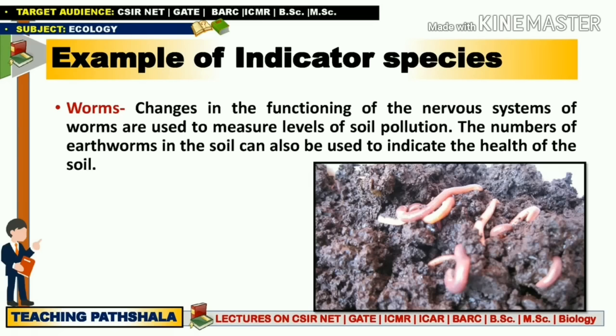On a laboratory basis, if you analyze the nervous system of worms, and there are changes in the functioning as compared to the normal functioning of the nervous system, that is going to indicate that there is an increased level of soil pollution, and that is why it is affecting the nervous system of worms, as well as their abundance and population. Their abundance and less population both are going to indicate the quality of soil, that is, the health of soil.